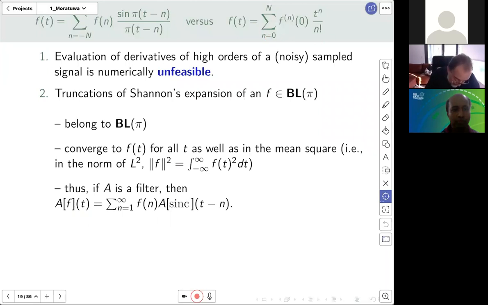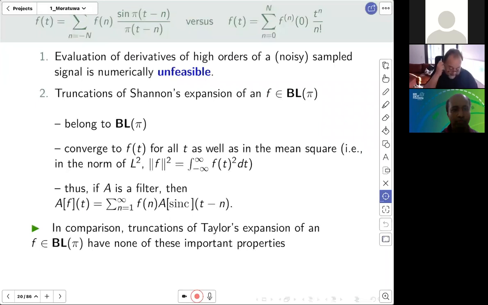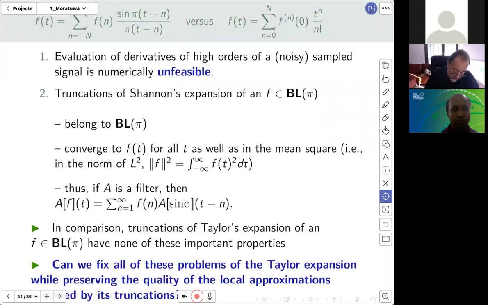So now what inspired all this research is, can you fix all of the problems that Taylor formula suffers? So can you find a formula which has all the good properties here listed of the Shannon formula, but still maintains the nice local approximation that Taylor formula provides?